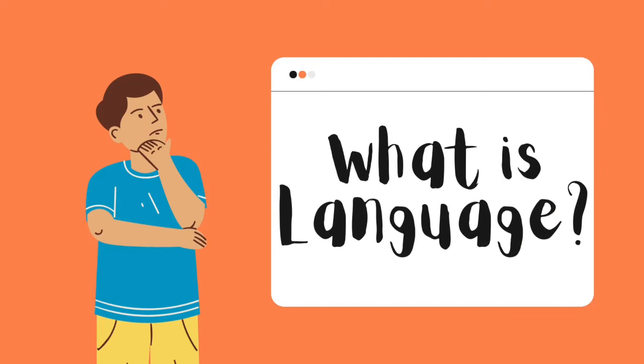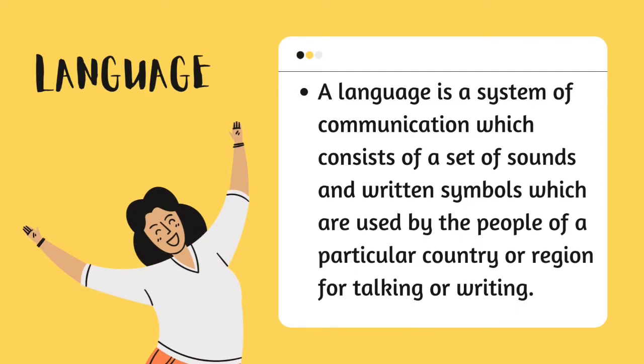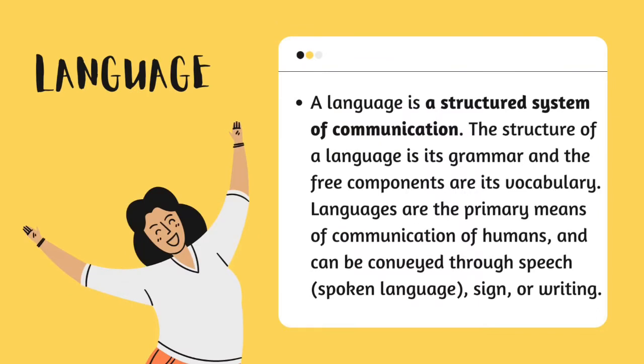What is language? A language is a system of communication which consists of a set of sounds and written symbols which are used by the people of a particular country or region for talking or writing. A language is a structured system of communication.